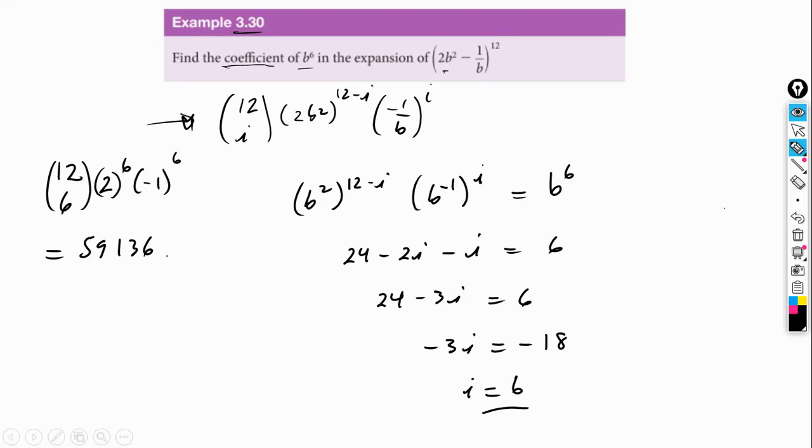59,136. If they had asked us for the term, then this would be 59,136 b to the 6. But they only want the coefficient, so that would be this.